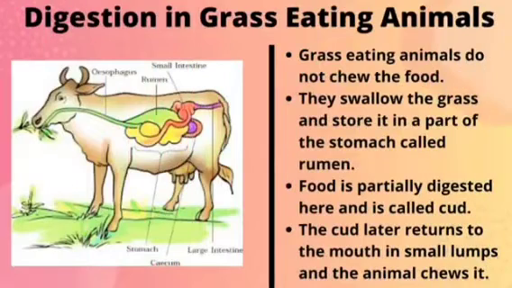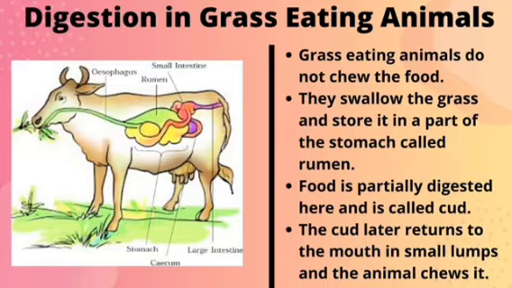Now let us see how digestion takes place in grass-eating animals. What are grass-eating animals? Basically you can talk about cows, buffaloes, deer. And the common ones we see around us are the cows and the buffaloes. So how does digestion take place in these animals? Let us have a look at it.